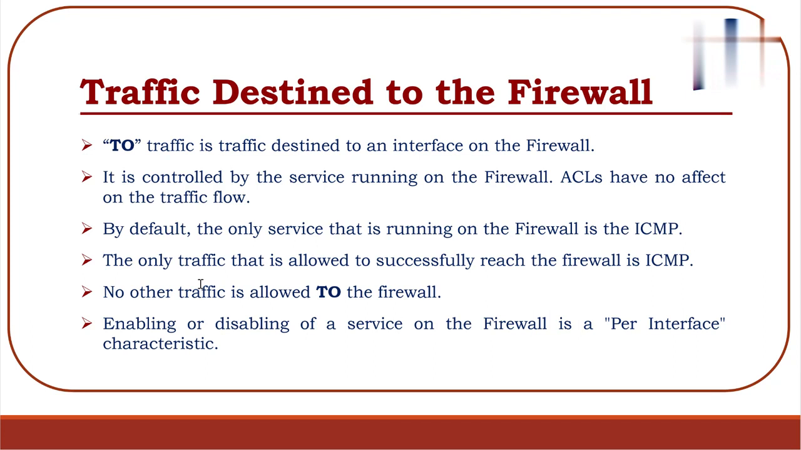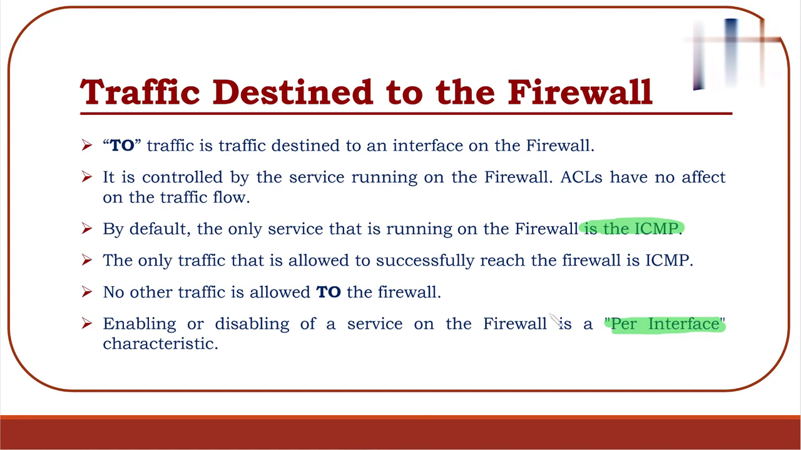By default, the only service that's enabled by default, as I said, is what? ICMP. Any other traffic, ping, telnet, SSH, HTTP, all those are services that you need to enable. And when you enable it, you need to enable it per interface. So if you want to enable SSH, for example, you need to specify that I want to enable SSH on this particular interface. Enabling SSH does not give you the capability of globally enabling SSH. It has to be done on a per interface basis.